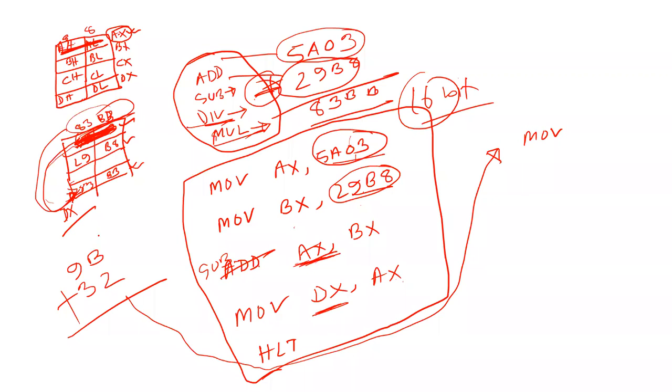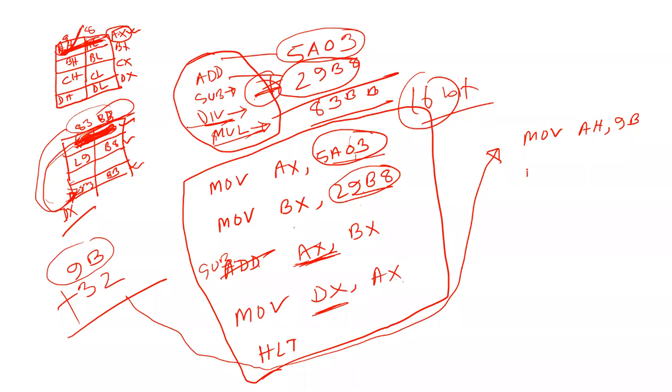A is any, this is the 8 bit. So we do not use AX. AX means 16 bit, full, but we do not need the full. This is the 8 bit, so we need the half, any half. AH or AL. Suppose we use MOV AH, 9B. So 9B data is transferred to the AH position.